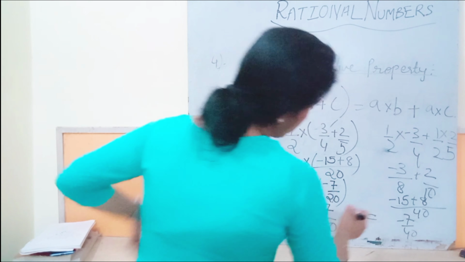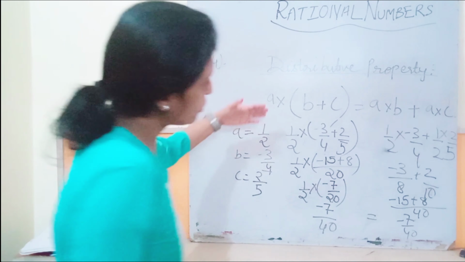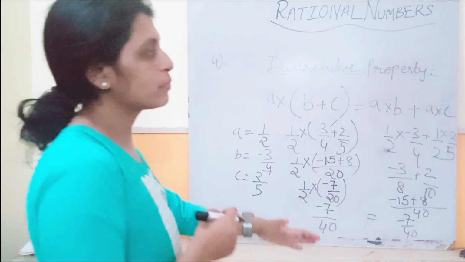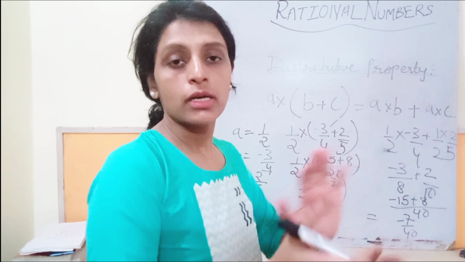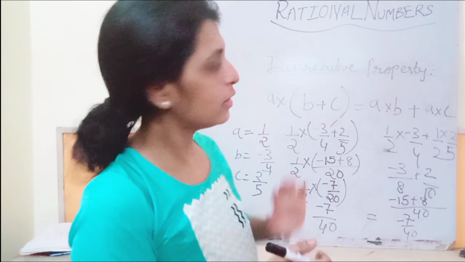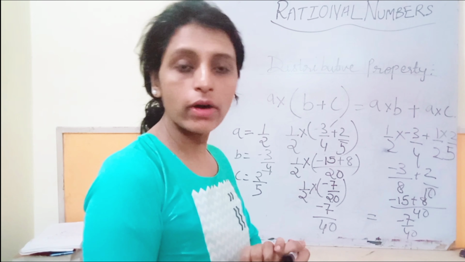Okay. Now see children, our left hand side is equal to the right hand side, and this shows that the rational numbers hold the distributive property over addition.